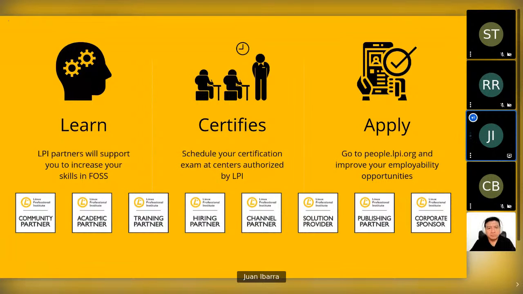Esto lo estuvo comentando recientemente César Brot. Y abajo pueden ver todos los programas con los cuales cuenta el LPI, que son el Community Partner para comunidades, el Academic y el Training Partner orientado a la academia y empresas privadas, el Hiring, que son también para empresas privadas que contratan staff necesario que necesiten skills técnicos, y otros programas, ¿verdad?, que se van adecuando a distintos objetivos que puedan tener las compañías a nivel global.